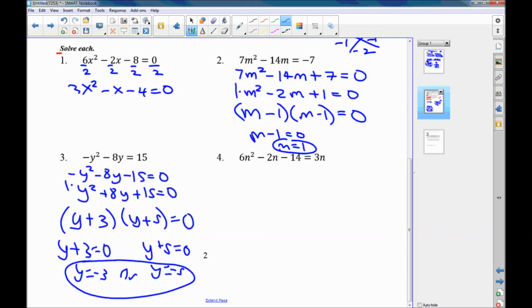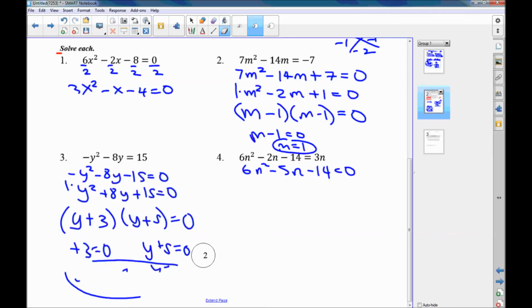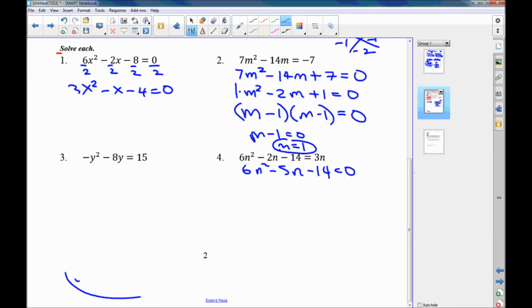All right, number 4, I move the 3n over. This will give me 6n squared minus 5n minus 14 equals 0. And there's no number that divides into 6, 5, and 14, so I'm stuck with doing my box method here. So I'm going to erase number 3 and show my work over here. Okay. So I'm looking at two numbers that multiply to 6 times 14, which is negative 84, and add to negative 5.